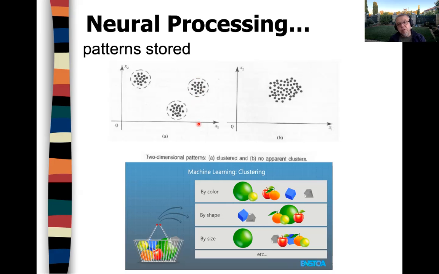But sometimes when you try to do the clustering and you go to your feature space, there are no apparent clusters. So you're not able to have a decision boundary which tells you this is cluster 1, this is cluster 2, this is cluster 3, and so on.